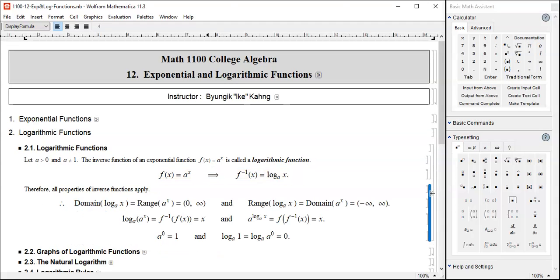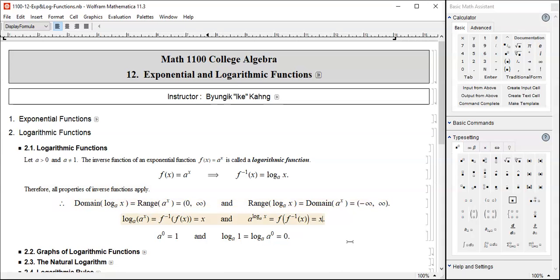Because the definition is from the inverse function, all the properties of the inverse functions apply here. The domain of logarithm is the range of the exponential, and the range of the logarithm is the domain of the exponential. Just flip-flopping because they are inverse of each other. We'll come back to that in a moment with graphs.